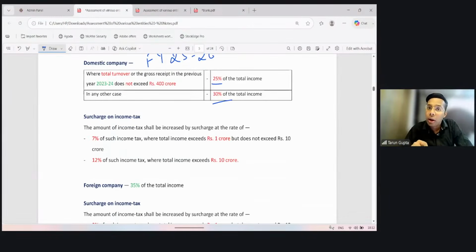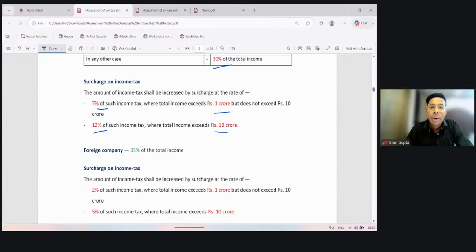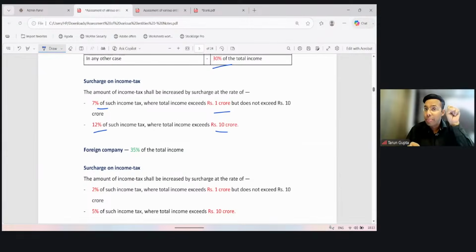Then if the total income of the domestic company exceeds rupees 1 crore, surcharge is also levied at the rate of 7% of the income tax. And if the total income exceeds 10 crore, then surcharge is levied at the rate of 12%. Okay. Then these were the tax rates for the domestic company.